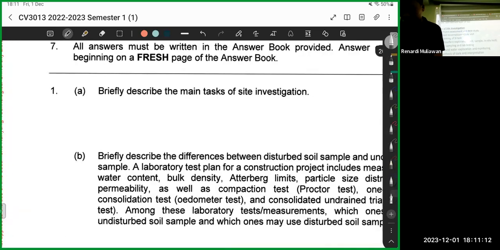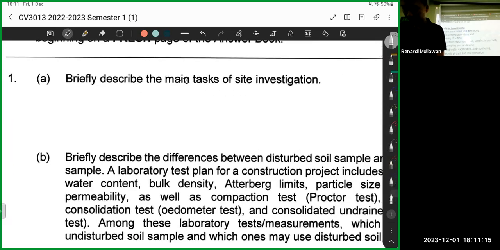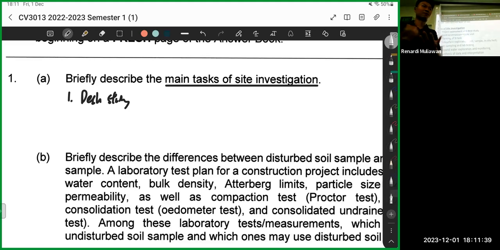But anyways, for question A, for example, briefly describe the main task of site investigation. This one is pretty straightforward. Imagine you're on site, you want to know the condition of the soil. There are in total 7 steps. Basically, you do desk study first. You check the past documents. Then after you see the past documents, you cross check it with the actual site, so you go to the site visit.